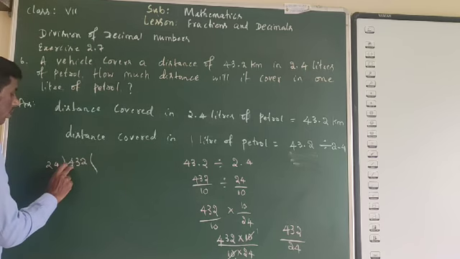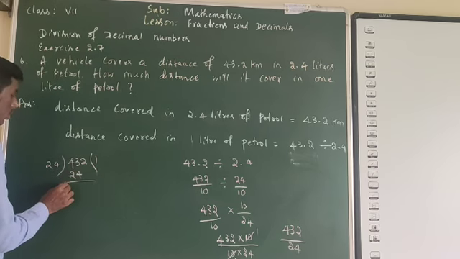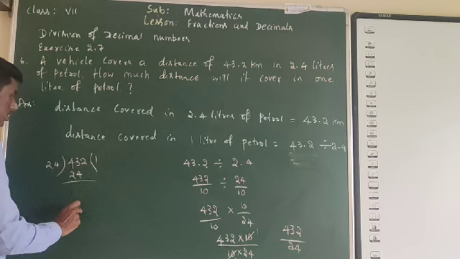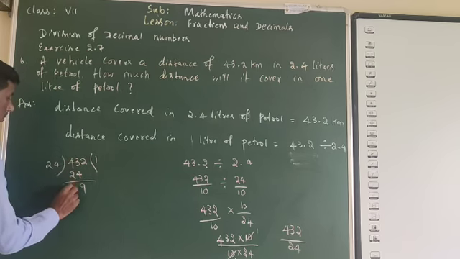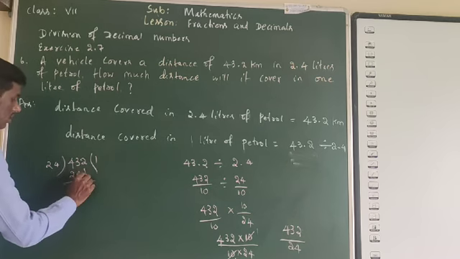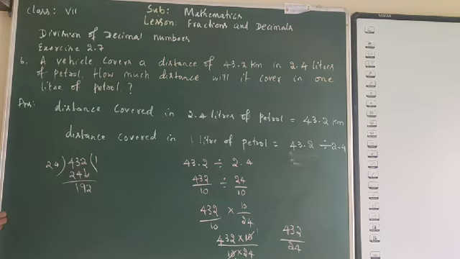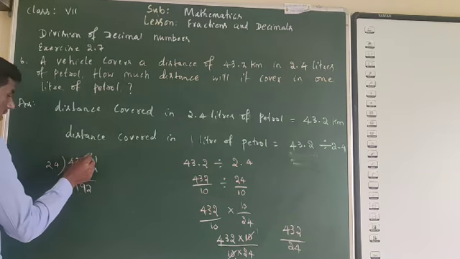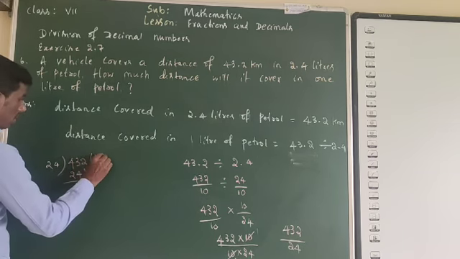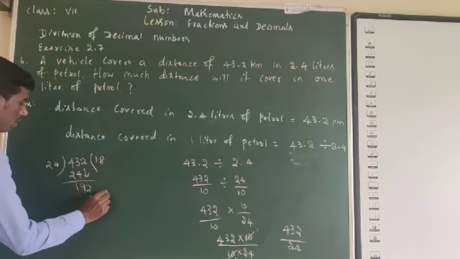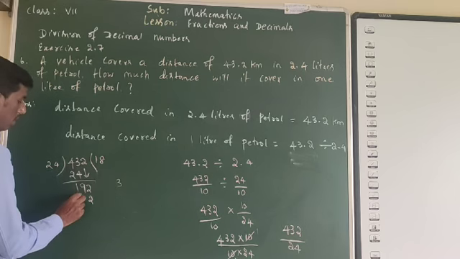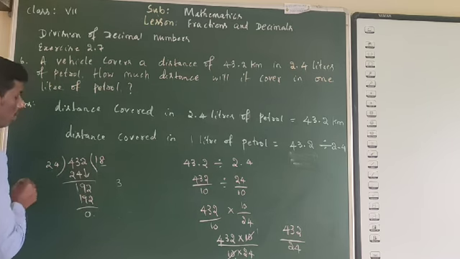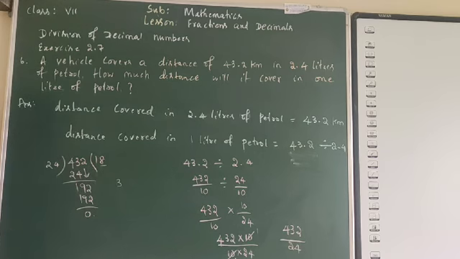24 twos are 48, so you can't go with twos. You should go with 24 ones only. 24 ones are 24. So what is the remaining? 9. Bring down the next digit, which is 3, so 90. How many times will it go? We can go 8 times. 8 fours are 32, remaining 3. 8 twos are 16, 16 plus 3 will become 19. So it goes 18 times. 24 times 18 is 432.